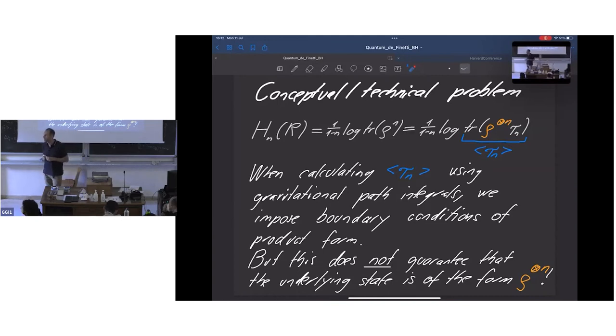I'm almost sure this is just a notational issue, but you don't mean to say that we have any confusion about the boundary state being in product form. I'm just talking about the bulk state that we use. Yes. Yes. I'm talking about the bulk state.